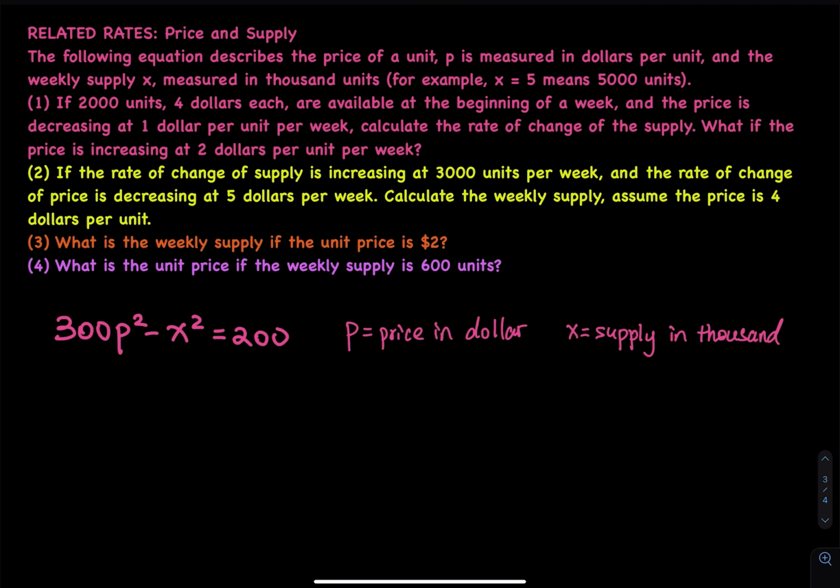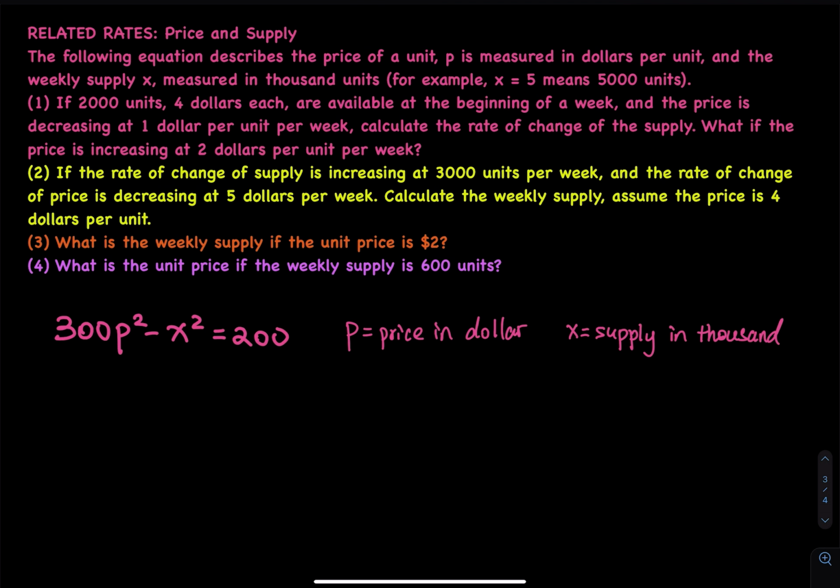So the equation is 300p squared minus x squared equals 200, where p is the price in dollars and x is the supply in thousands. The first question is, if 2,000 units at $4 each are available at the beginning of a week and the price is decreasing, so they mentioned the word decreasing, that means the rate of change is negative, and then calculate the rate of change of the supply. All right, let's do it.